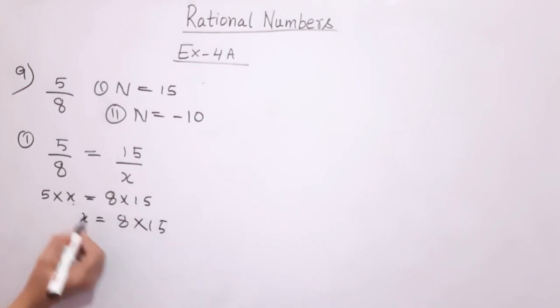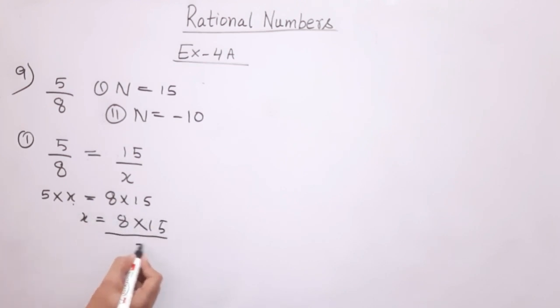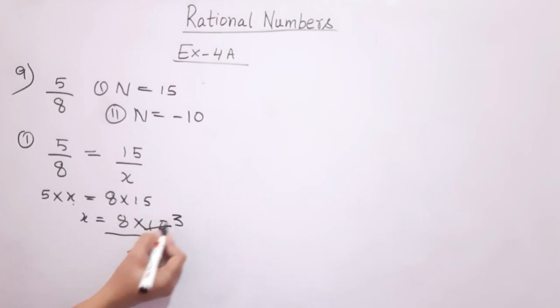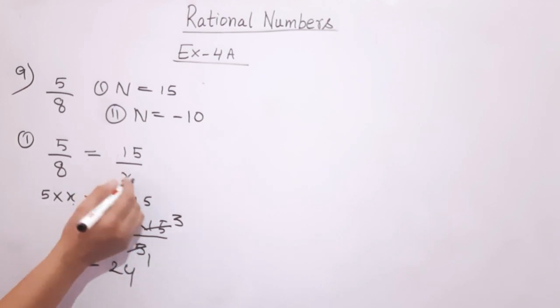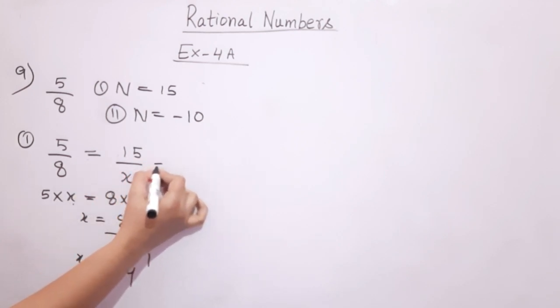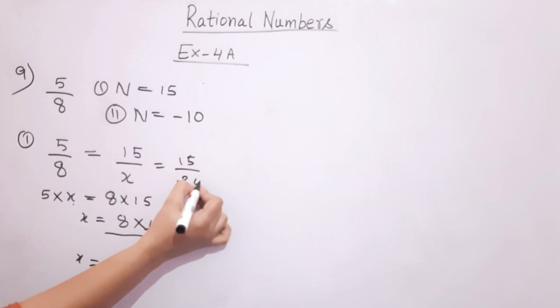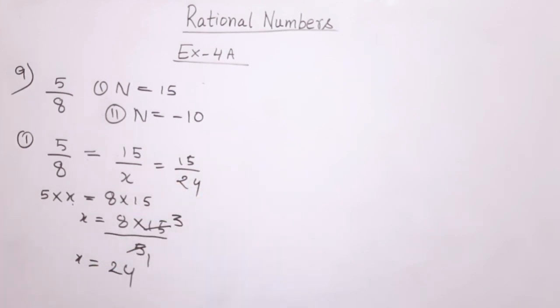This 5 is in multiplication. When it will go on the right hand side, it will be in division. So the value of x will be 24. That means यहाँ पे क्या आएगा, it will be 15/24, right? This was from the method of equivalent fractions and by the cross multiplication. This you can do directly also.